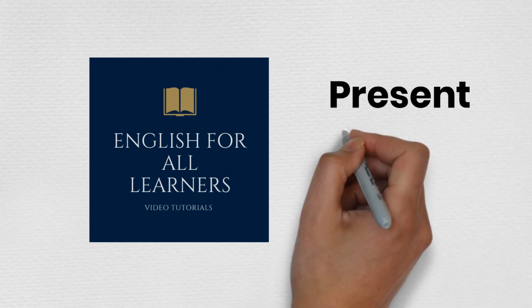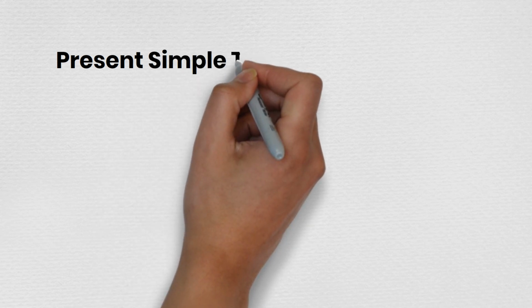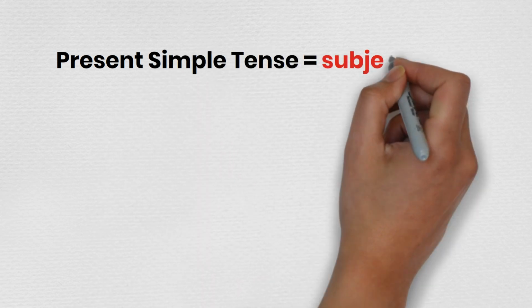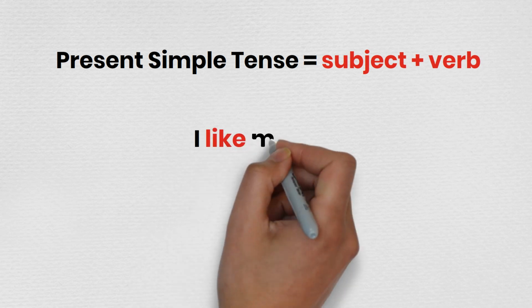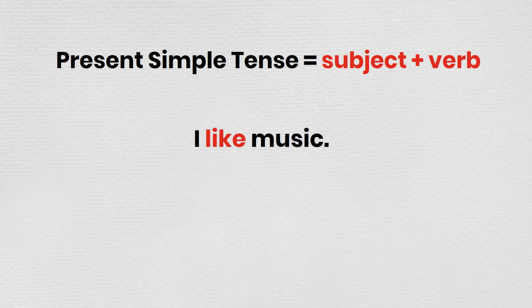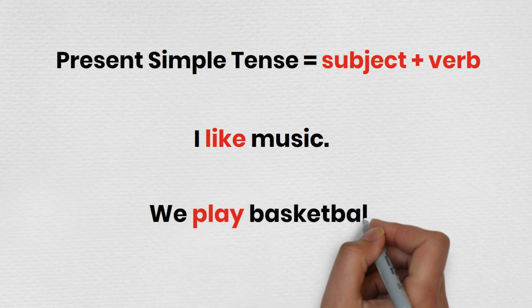Present simple tense. We form the present simple tense with a subject and verb. I like music. We play basketball.